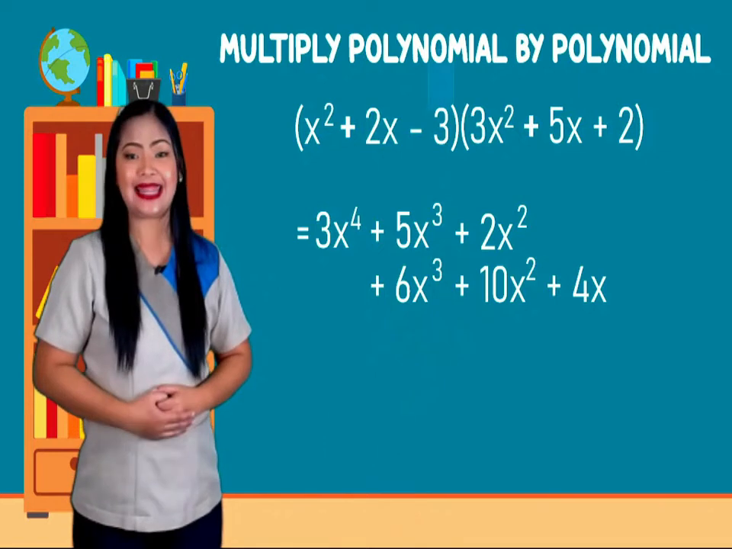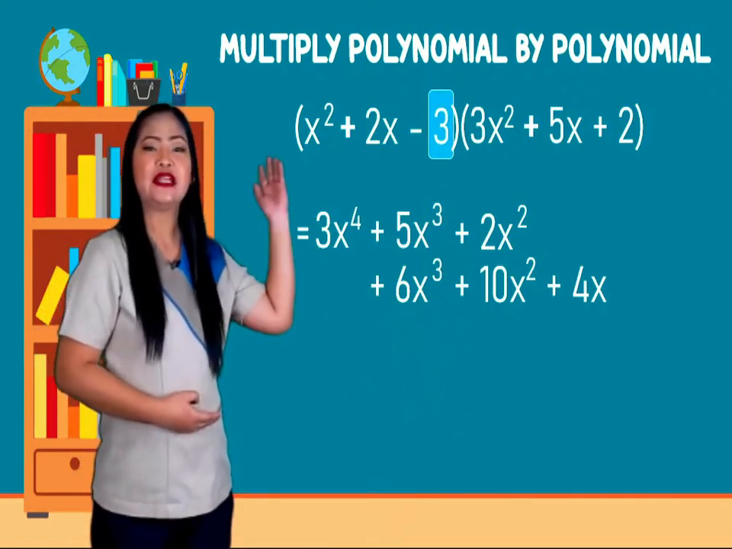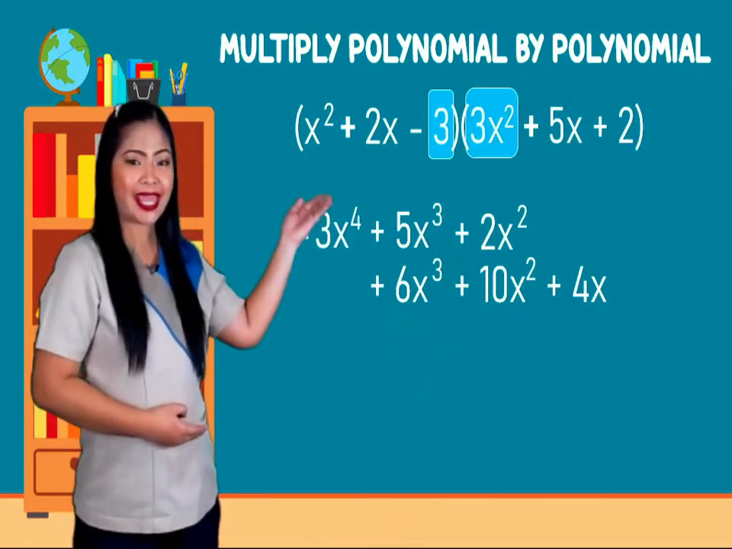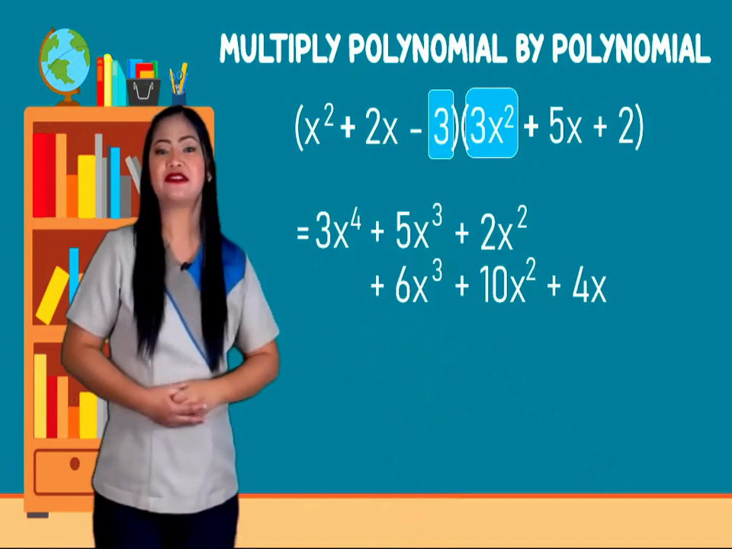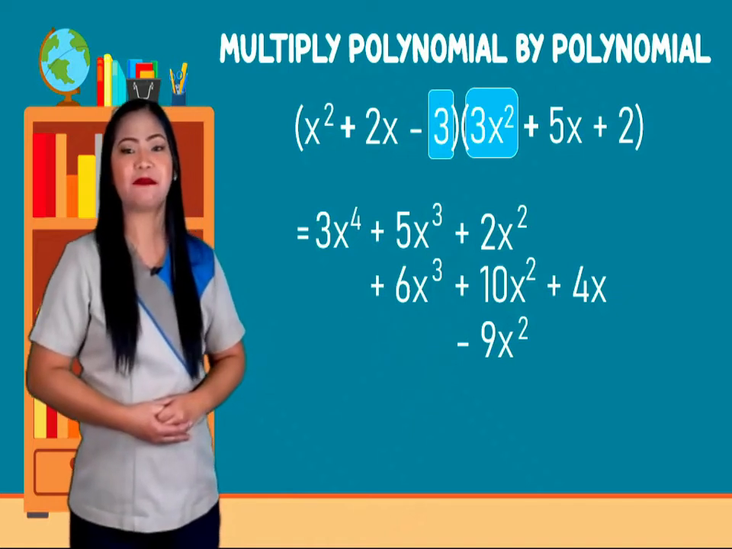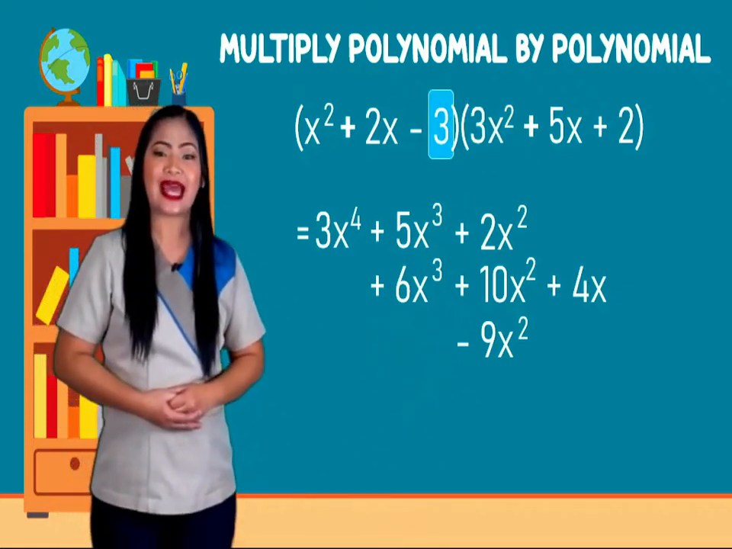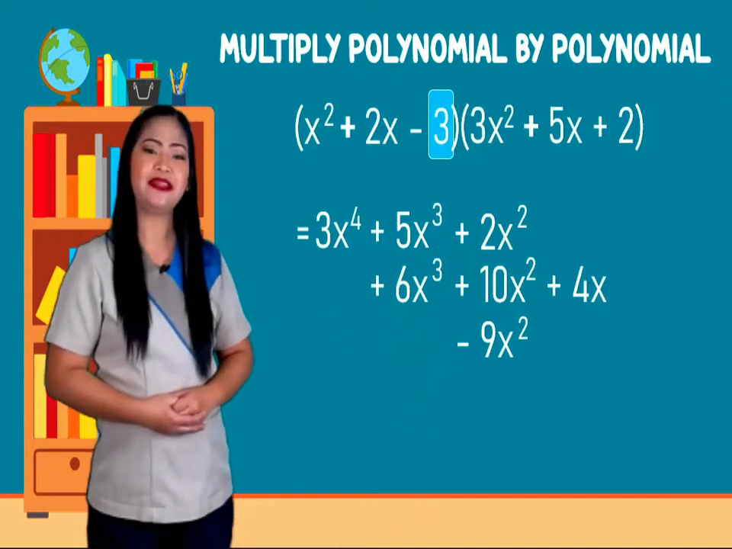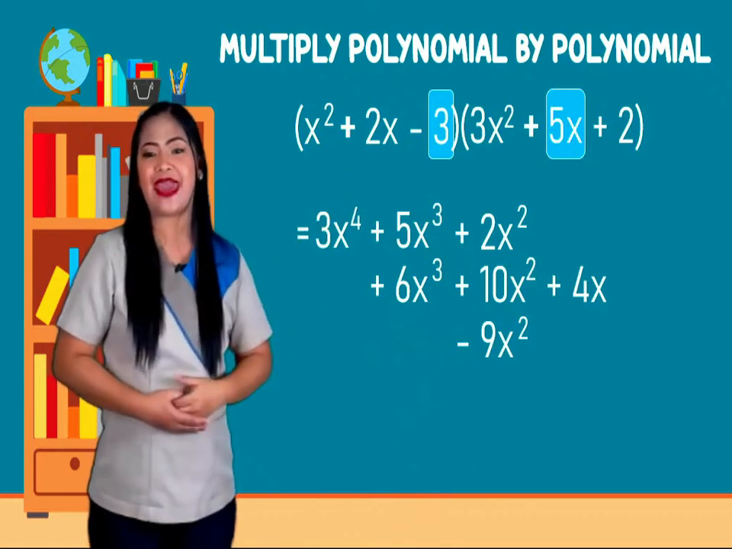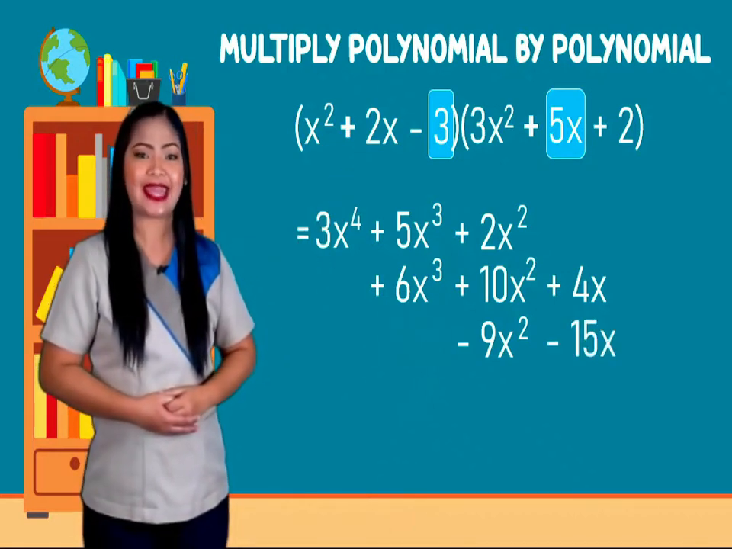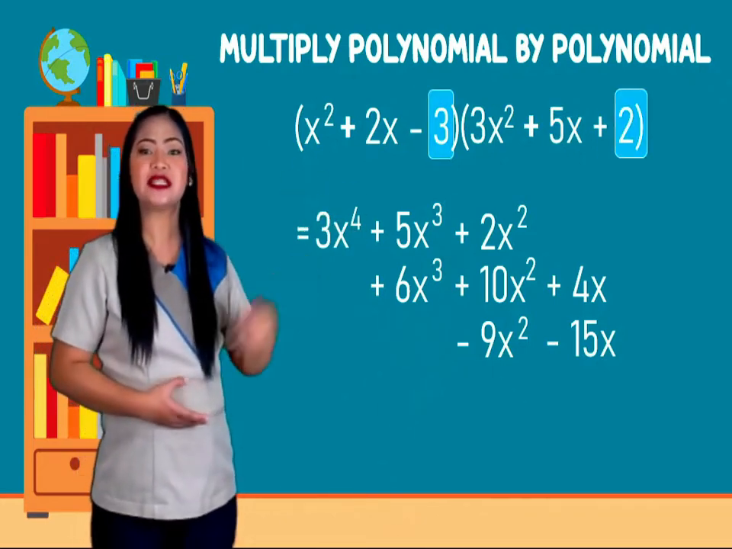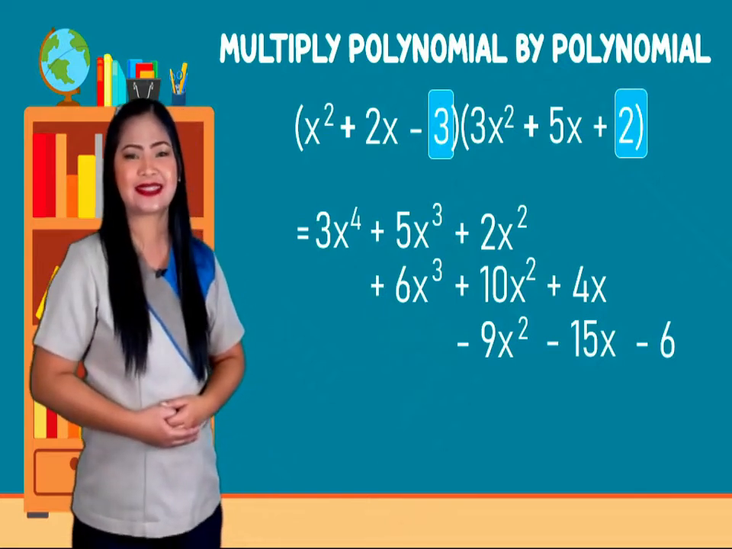Finally, we multiply the last term of the first polynomial to each term on the other polynomial. So that will be negative 3 times positive 3x raised to the second power is negative 9x raised to the second power. Again, we write it aligned to its like terms. Then, next, we have negative 3 times positive 5x will be negative 15x. Finally, we have negative 3 times positive 2 is negative 6.